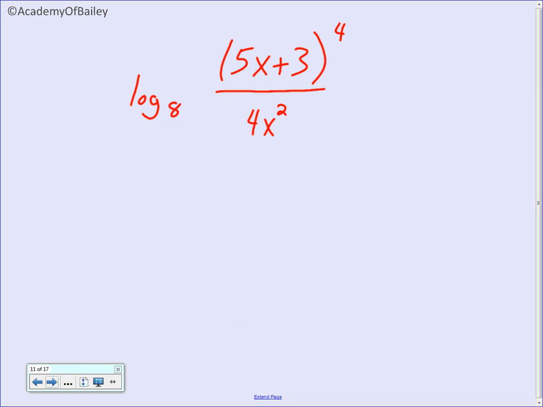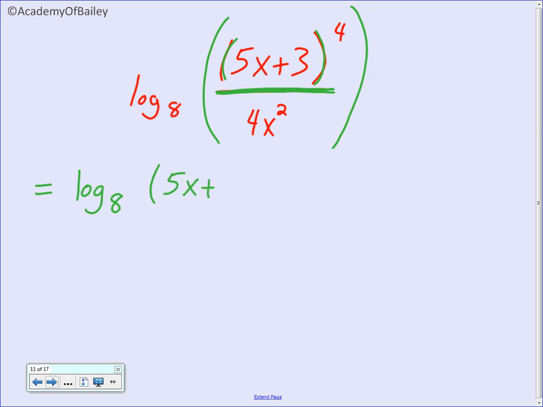So if we have this, how can we manipulate this? Okay, so if we're looking here, I see an exponent of 4, but remember, that exponent of 4 is only outside of this parentheses. It is not outside of the whole thing. All right, so first off, I'm probably going to look at the quotient property. The quotient property says I'm going to have log base of 8, and then I'm going to have 5x plus 3, raised to the 4th power.